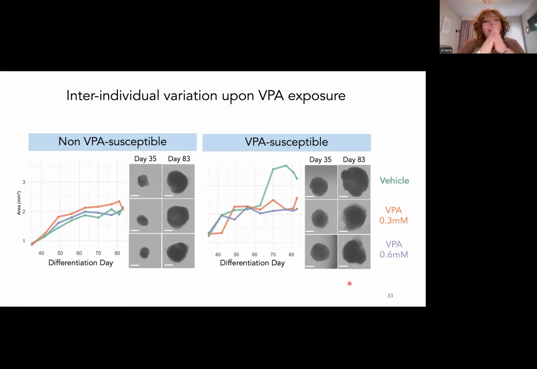But here is where it gets interesting, and we are very excited about this. If you look at individual donors, you will see something like this, where there are some donors that seem resilient to valproic acid, and they don't have a huge change or difference in area at any of the doses compared to vehicle. But then you see other donors that look like they are more VPA susceptible. And right now, we are still blinded to this analysis, so we don't know the genotype of the donors, but we will see if there are genetic variants that are driving this effect.